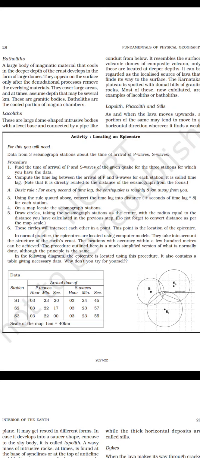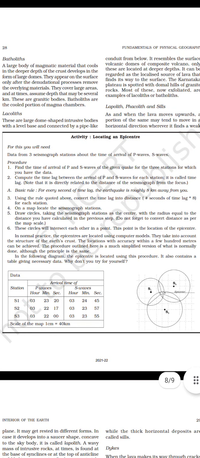These circles will intersect each other in a point. This point is the location of the epicenter. In normal practice, the epicenters are located using computer models. They take into account the structure of the Earth's crust. The locations with accuracy within a few hundred meters can be achieved. The procedure outlined here is a much simplified version of what is normally done, although the principle is the same.